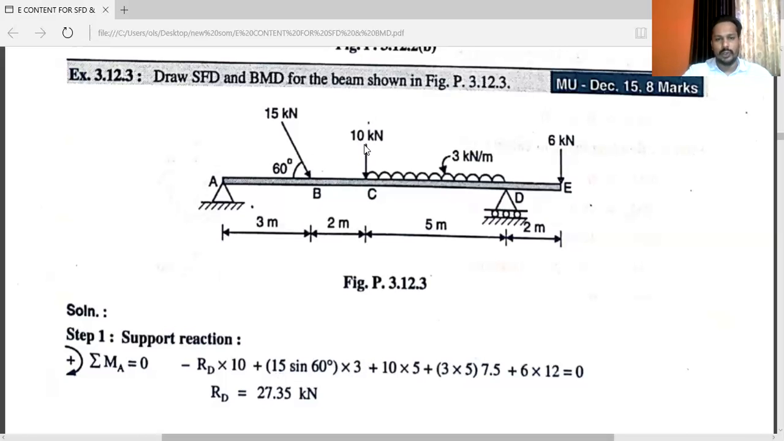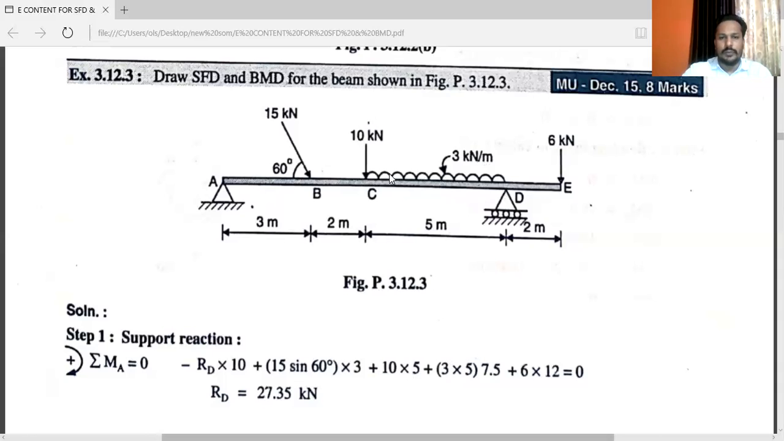Now next, 10 kilonewton is acting vertically downward, so it will move in the clockwise direction about A. The perpendicular distance between A and the 10 kilonewton load is 5. So plus 10 into 5. Now the next, you can see 3 kilonewton per meter, that is the UDL from point C to D.